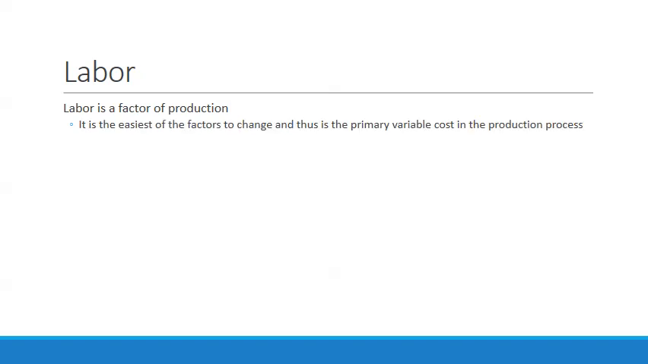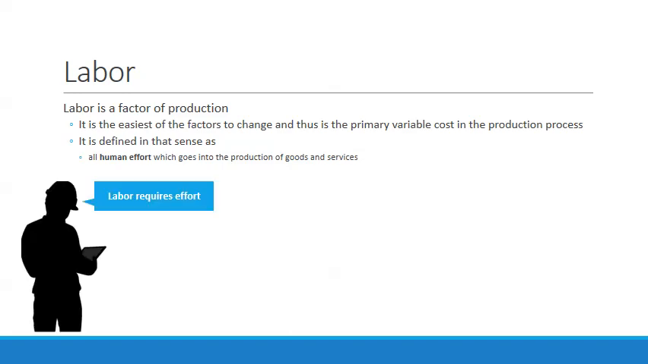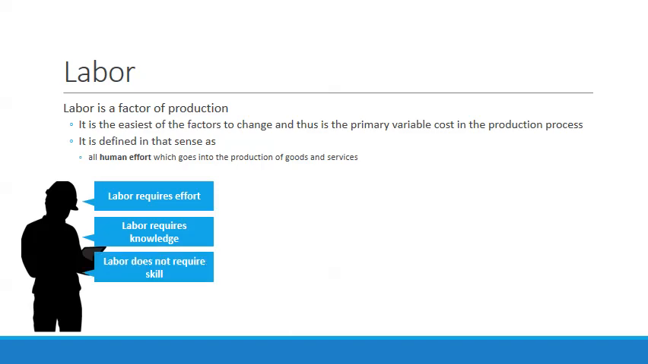So what we want to look at first is labor as a factor of production. It's the easiest of the factors to change, and this is a primary variable cost. Remember, variable costs are ones that change with the production process. And it's defined in that sense as all human effort which goes into the production of goods and services. So what I mean by that is that labor requires effort. Now, it also requires a level of knowledge, some knowledge involved within the job you're doing. But it doesn't necessarily require skill.